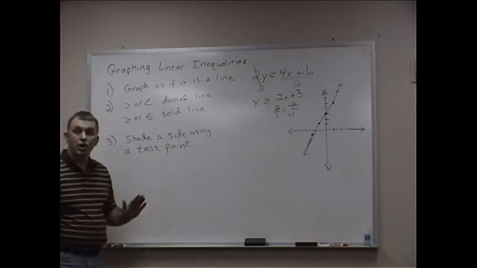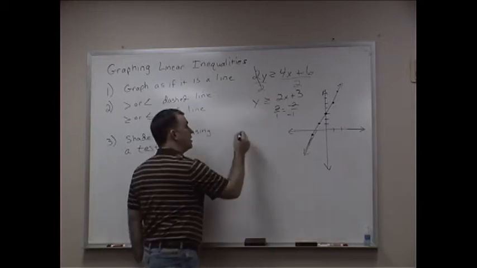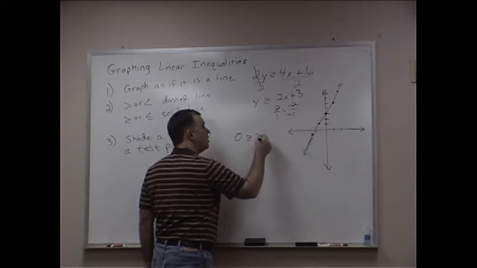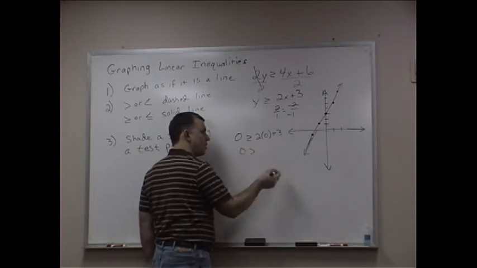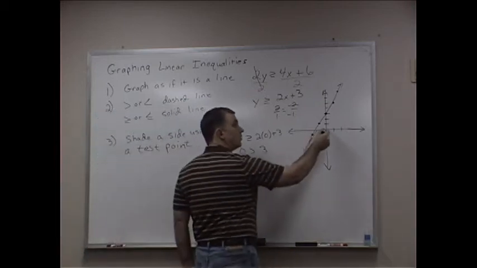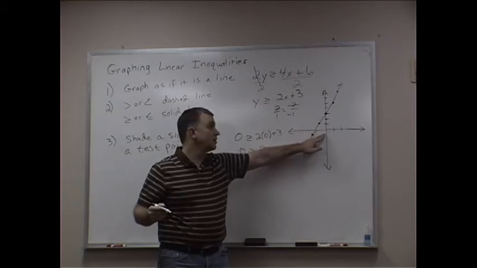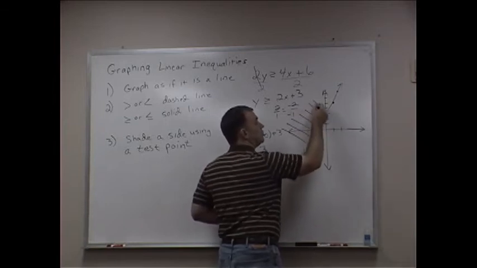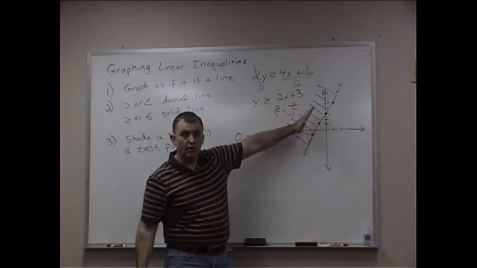And now we need to shade. We're either going to be shading above it or below it. We're going to use a test point. So I'm going to put in 0, 0. y is greater than or equal to 2 times 0 plus 3. Is 0 greater than, and when you do that calculation, it's 3. Is 0 greater than 3? The answer is no. So 0, 0 is on this side. This is the false side. It means we have to shade the other side, which means we're going to shade up there. All of the points that fall into this area will make it true.